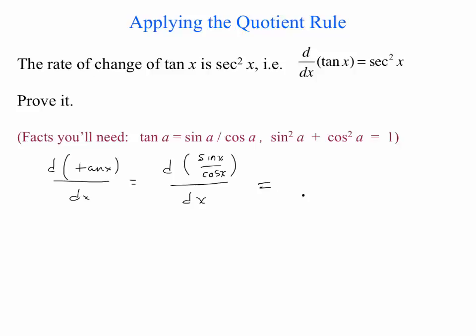Quotient rule says, how does it start? And they all sang in chorus: low d high, low d high, low d high, or the rate of change of the numerator, which is cosine x, minus high d low, high d low, or the rate of change of the denominator, all over low squared, which is just the denominator squared.